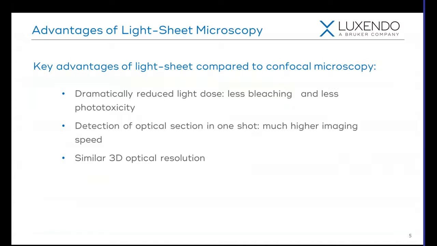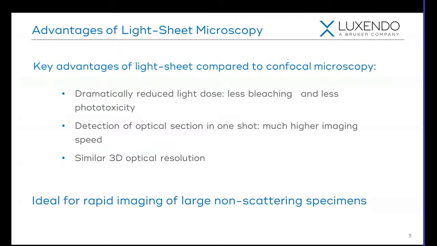So again, some of these key advantages just written out here is dramatically reduced light dose, which means less photobleaching and less phototoxicity. We get the detection of the optical section in a single shot, which means much higher imaging speed, and we can do this without sacrificing 3D optical resolution. That is, we get the same advantages of a confocal with the speed and with less photobleaching and phototoxicity, making this ideal for rapid imaging of large non-scattering samples. Examples of this include Drosophila embryos, zebrafish embryos, and given the title of today's presentation, also cleared tissue.